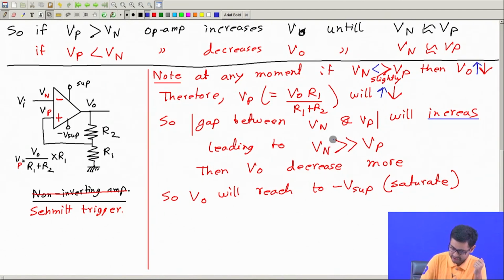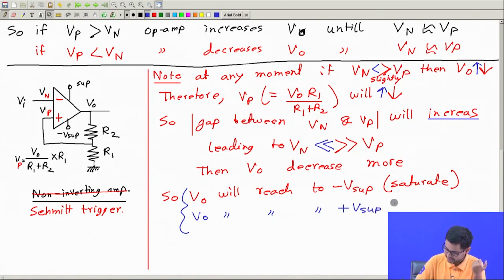Okay. So here then I should write, this will become more and more less than, okay, and in that case Vo will reach plus V supply, once again saturation.